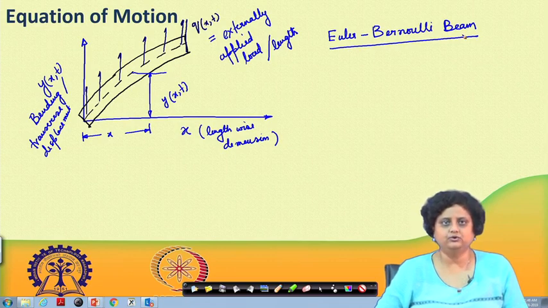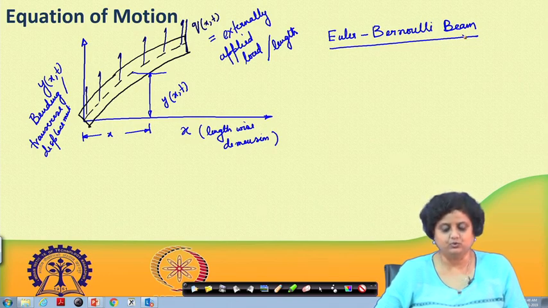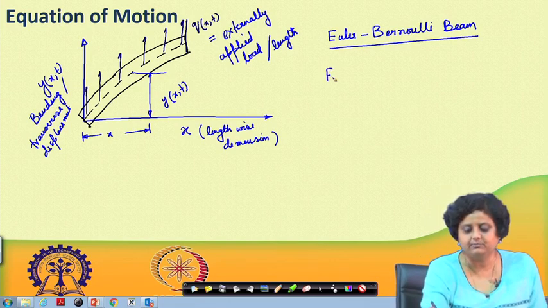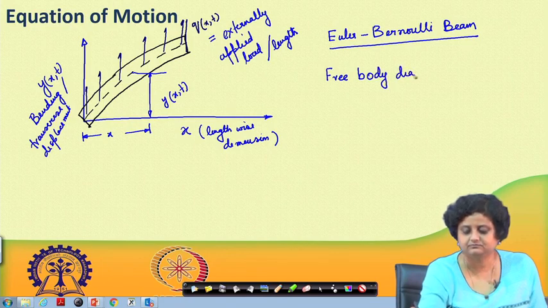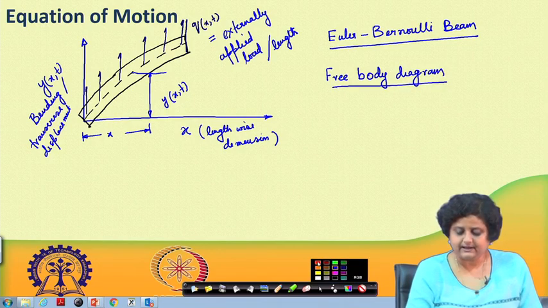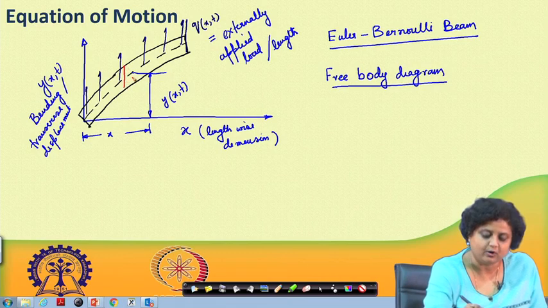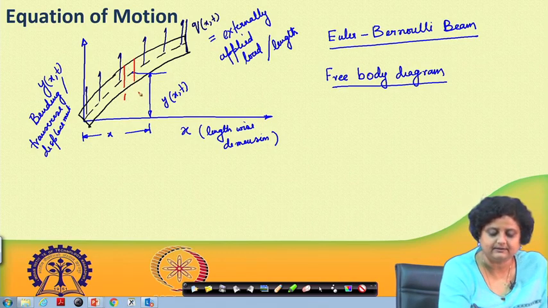We all know the assumptions of an Euler-Bernoulli beam. I am not going to go into that, because that is a part of your basic engineering mechanics or structural mechanics. Now, what we are trying to do is find the equation of motion. First and foremost, to find the equation of motion we need to draw the free body diagram. So, let me take a small elemental portion of the beam of length dx.